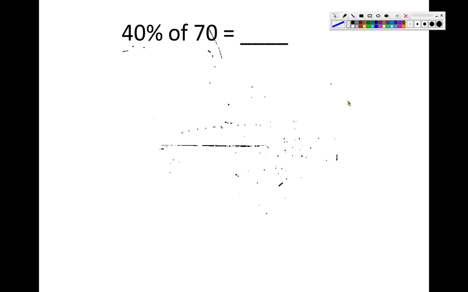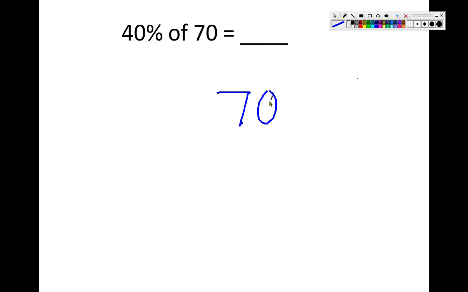Alright, let's look at another way we can do this. That's kind of the long way to do it using a proportion. And again, it's a really good way to do it. Nothing wrong with it. But there is a quicker way. I want to make sure you see that as well. The quick, easy way to figure out a percent of a number is simply take the number, 70, and multiply it. I want you to stop and think for a second, what would 40% be as a decimal?